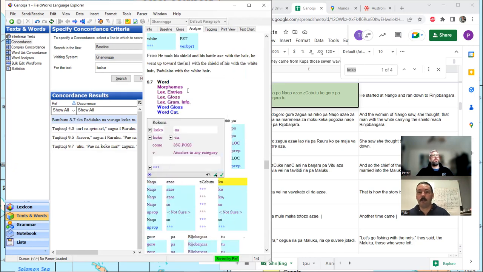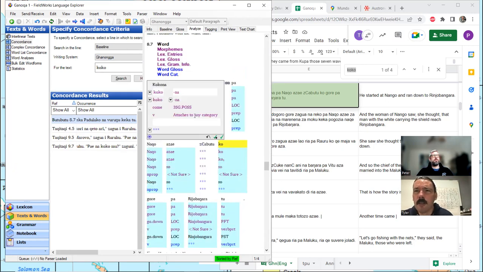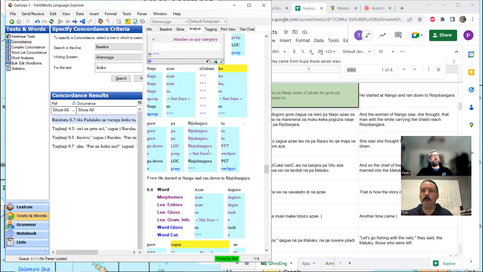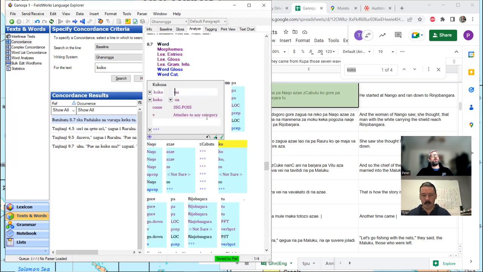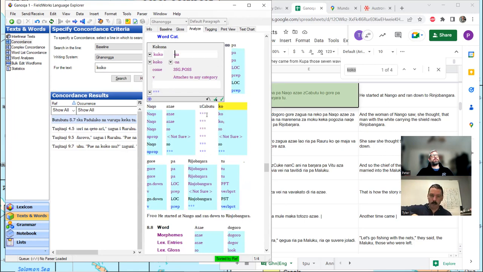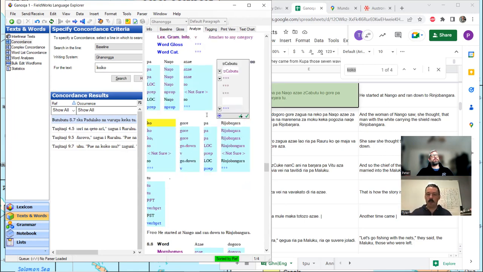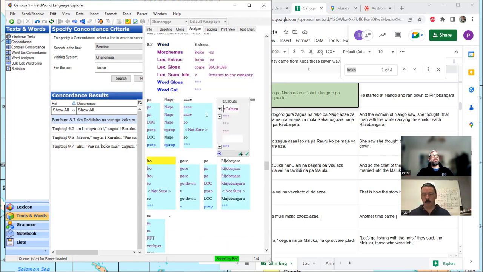Is coming. They're coming. It's his. This is a single person in this instance. He's coming from Nango. And then so, Zambutu. Probably he ran. Must be. Is running downward to Rinjombangara, the aspect marker. It could be like, so he ran, so he went down.